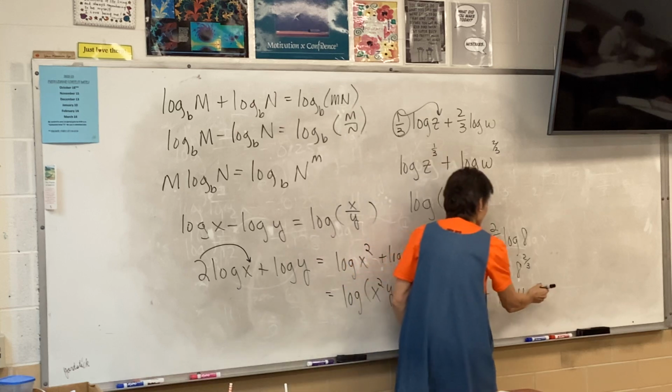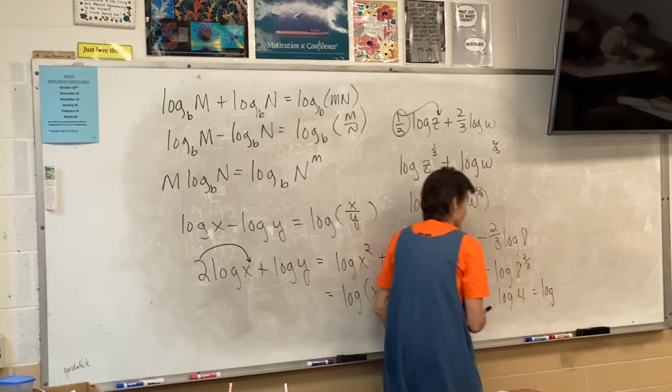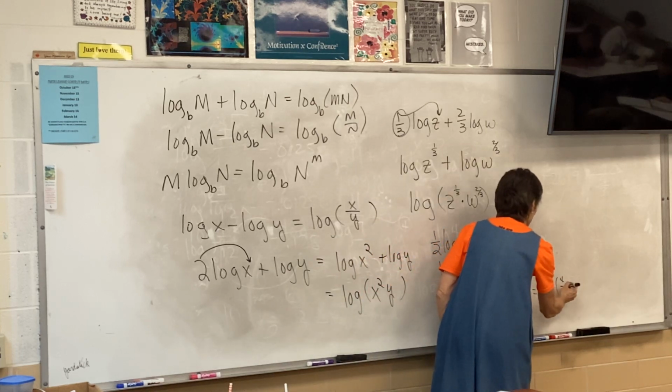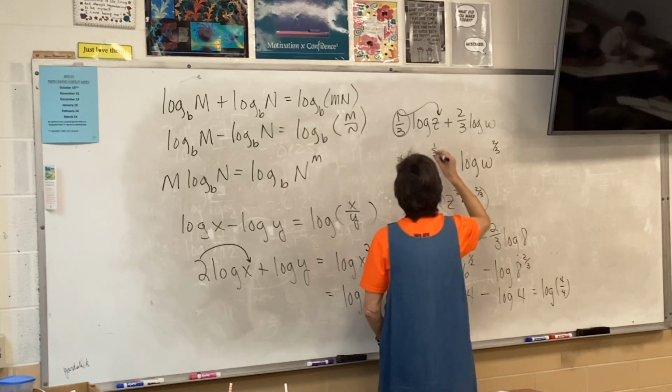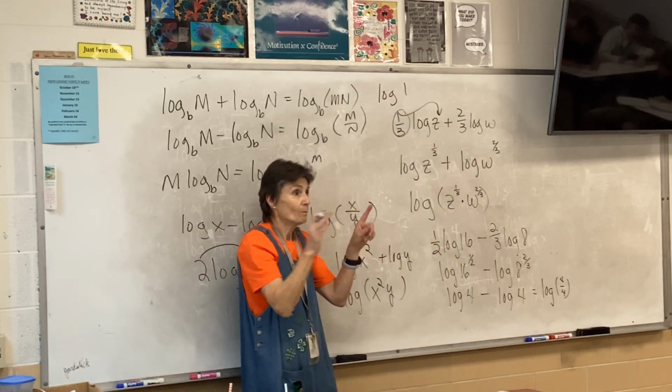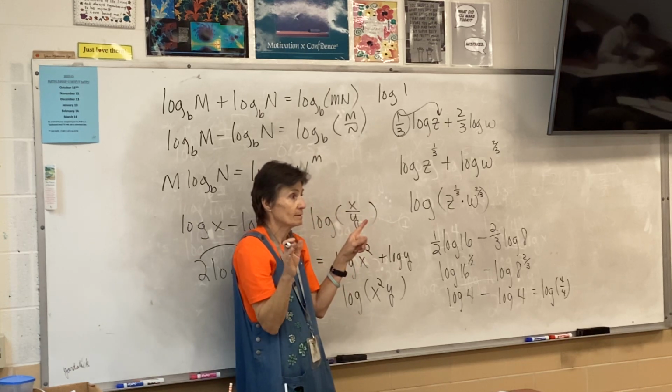When we put those together, how do they go together? Oh, as a division. Yeah, log 4 over 4. So that's just going to be the log of 1. Yep. Wait a second, wait a second.